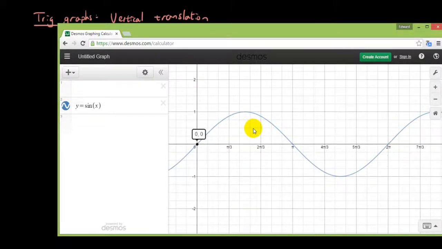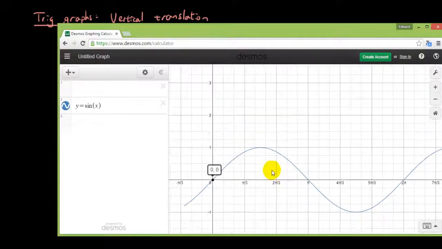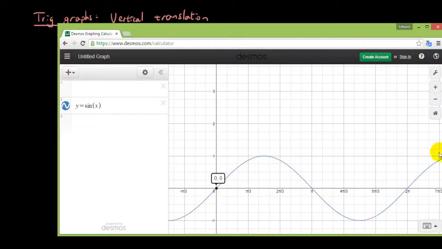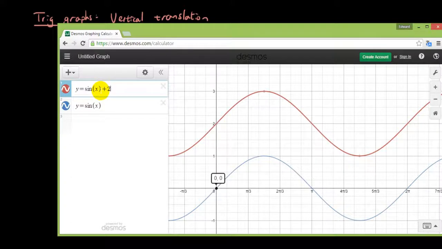So what I want to do now is shift this whole curve up so that the x-intercept doesn't start at 0, but it's going to start at 2. The first x-intercept will be at 2. So the way I'm going to do that is I'm just going to put y equals sine x again, but this time I'm going to put a plus 2 on the end.